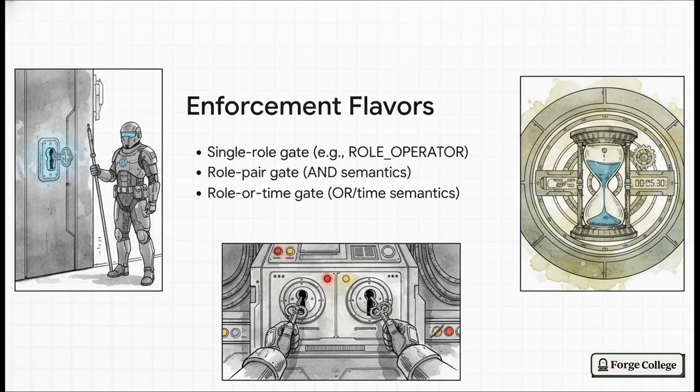First up, you've got your single role gate, like requiring a standard ROLE_OPERATOR. Pretty simple. Second, a role pair gate. This uses AND semantics, like you need signer A and signer B to approve something sensitive. It's your classic 2 keys to turn the submarine missile silo setup.